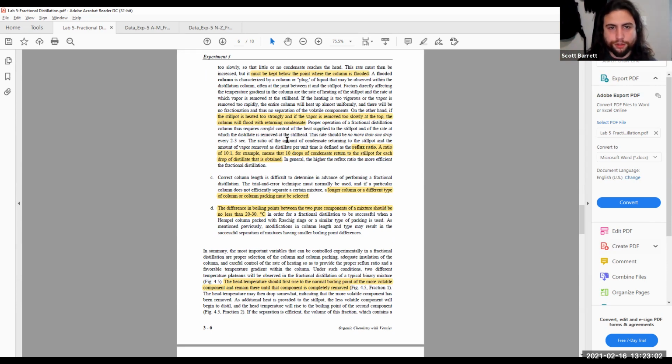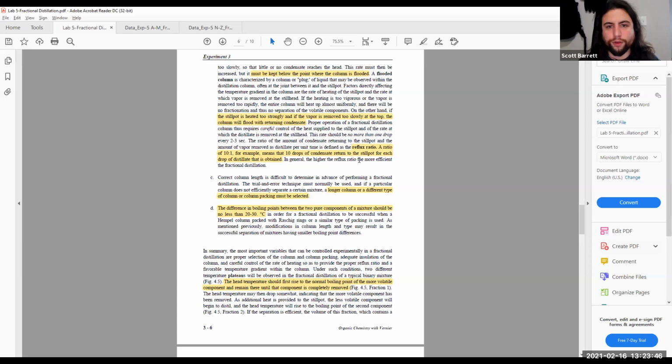So coming down, the ratio of the amount of condensate returning to the still pot and the amount of vapor removed as a distillate per unit time is defined as a reflux ratio. So as an example, a ratio of 10:1 means that 10 drops of condensate return to the still pot for each drop of distillate that is obtained. So in this theoretical idea, 10 drops of condensate come out of your still pot boiling up, 10 drops come to the top of your still head, 1 drop of the more volatile substance comes off and distills, and then the rest of this condensate condenses back down, and that would be equivalent to a 10:1 reflux ratio.